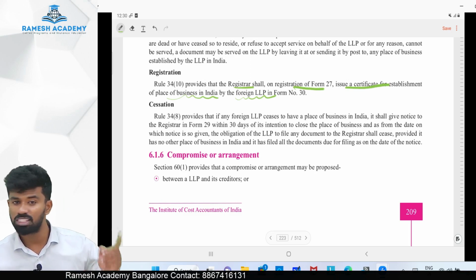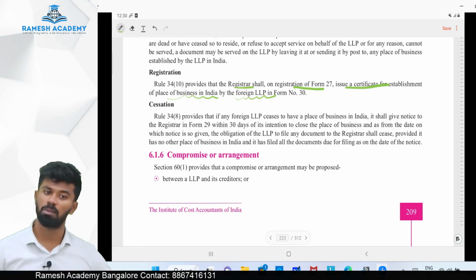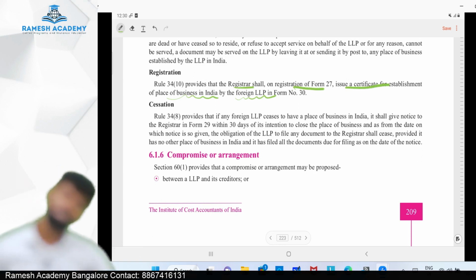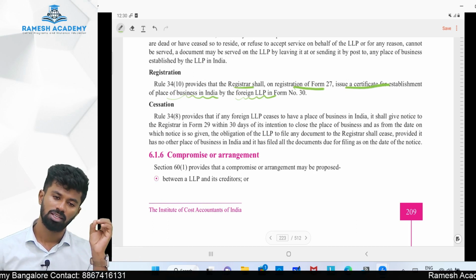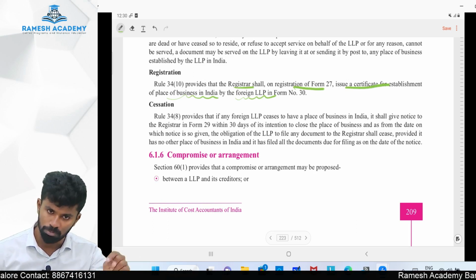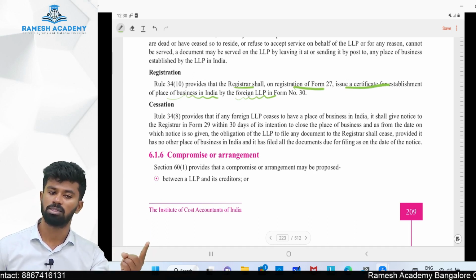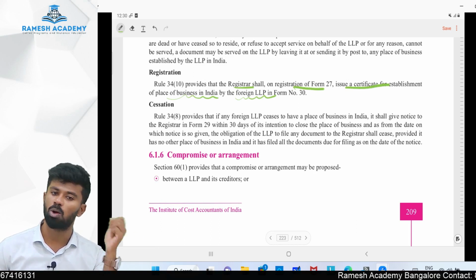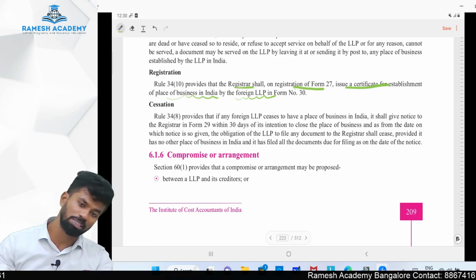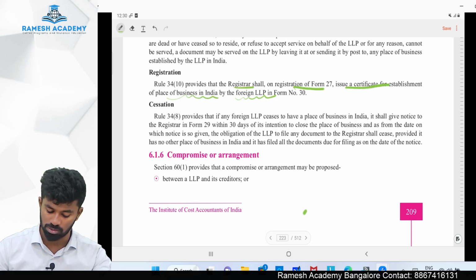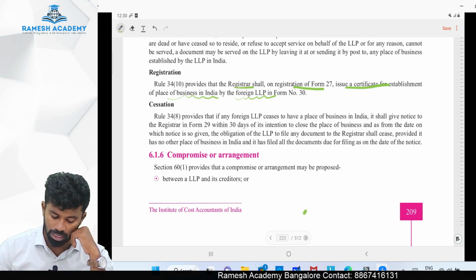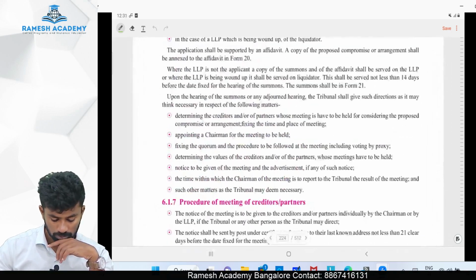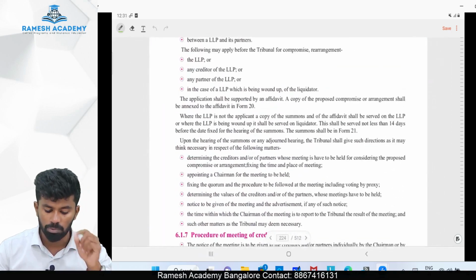So without a dispute, it is called an arrangement. With a dispute, it is called a compromise. I repeat, where there is a dispute between the company and creditors, or company and members, it is called a compromise. Without a dispute, it is called an arrangement. So there can be a compromise or arrangement between an LLP and creditors, between an LLP and its partners.